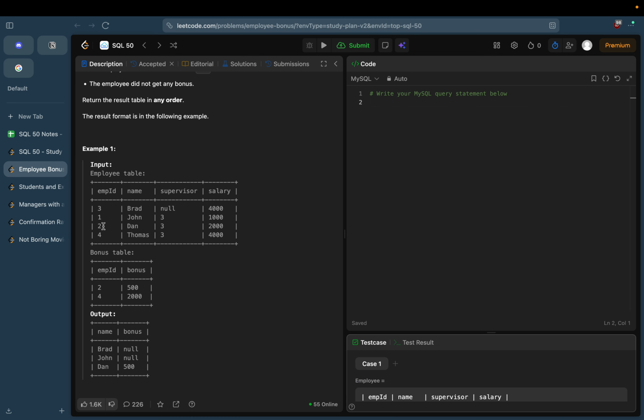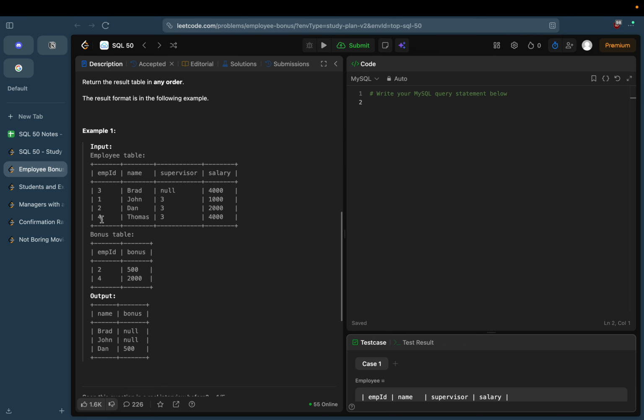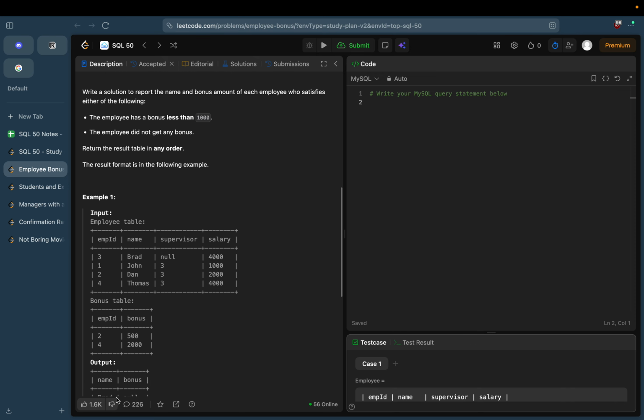Dan has an employee ID of 2. His bonus was 500, which is less than 1000. Hence it got populated. But Thomas did not get populated, although it is present in the bonus table, because Thomas had a bonus of 2000, which is greater than our threshold. Right, I think it's simple enough. Let's write the code to it.